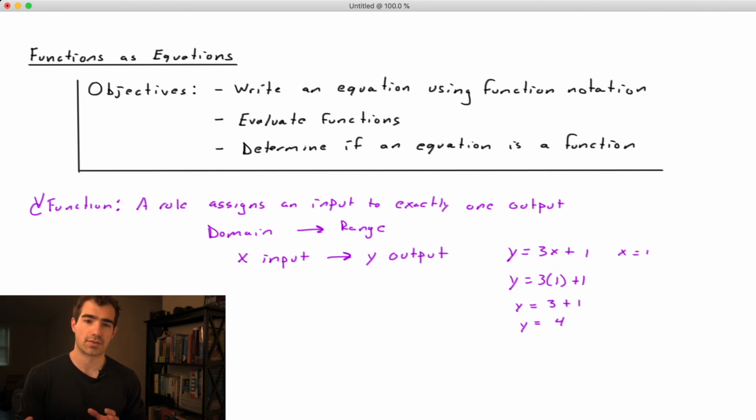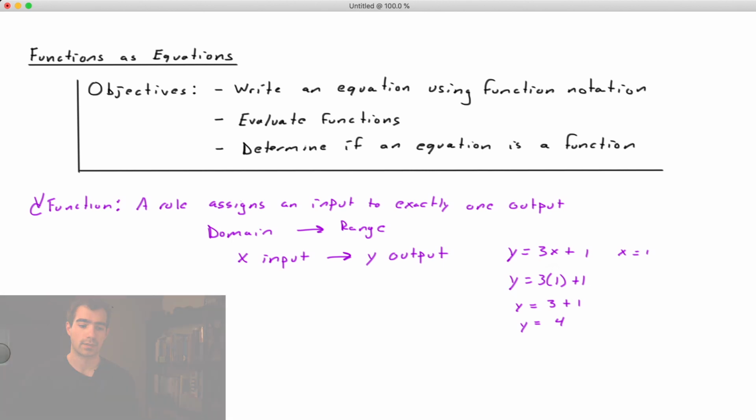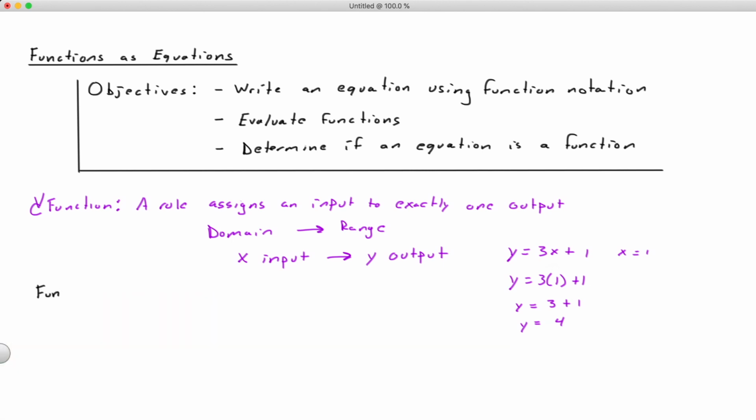Now, beyond just writing these as x and y, because we want to be a little more precise with the symbols that we use to represent this, we actually have a function-specific notation. This sounds really fancy, but all we're saying with function notation is the way that we denote a function so that it's really clear what the input is, what the output is, and what the expression is that defines that rule.